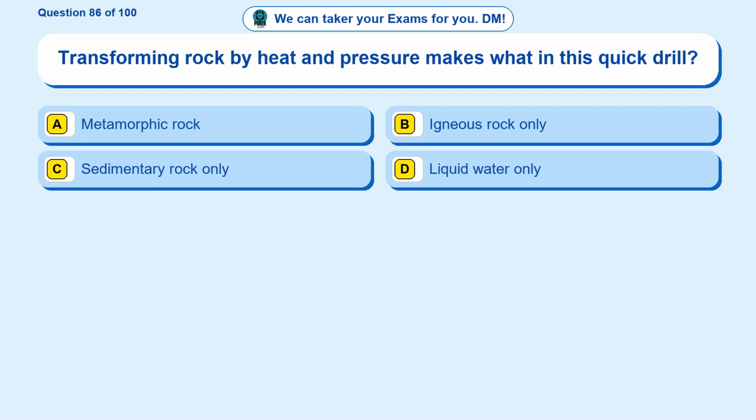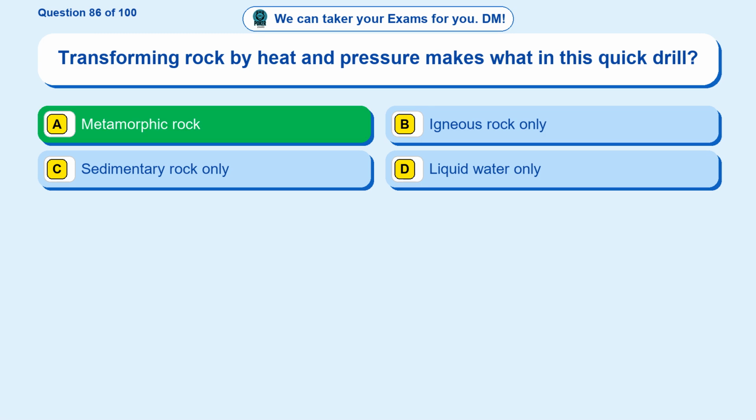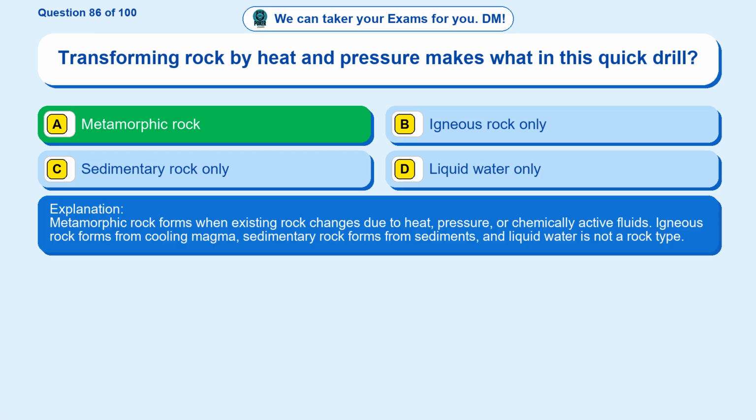Question 86. Transforming rock by heat and pressure makes what in this quick drill? Option A, metamorphic rock. Option B, igneous rock only. Option C, sedimentary rock only. Option D, liquid water only. The correct answer is option A. Metamorphic rock. Metamorphic rock forms when existing rock changes due to heat, pressure, or chemically active fluids. Igneous rock forms from cooling magma, sedimentary rock forms from sediments, and liquid water is not a rock type.